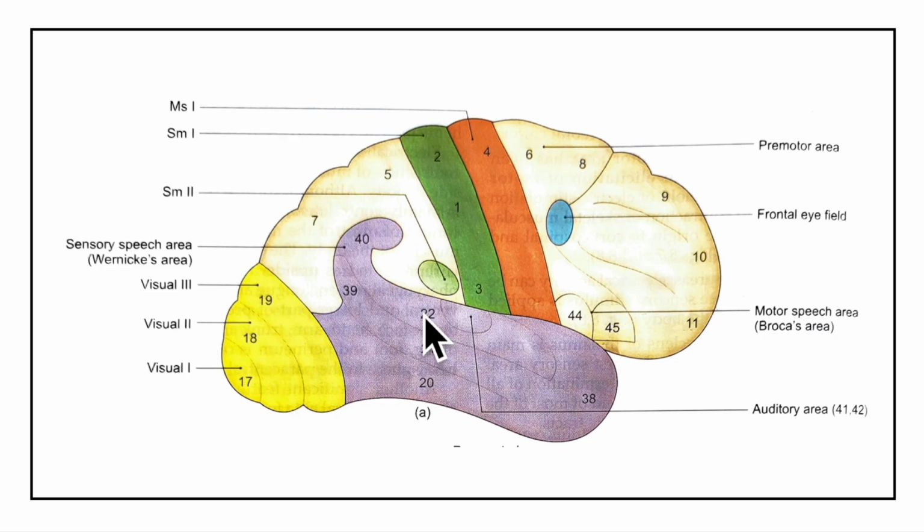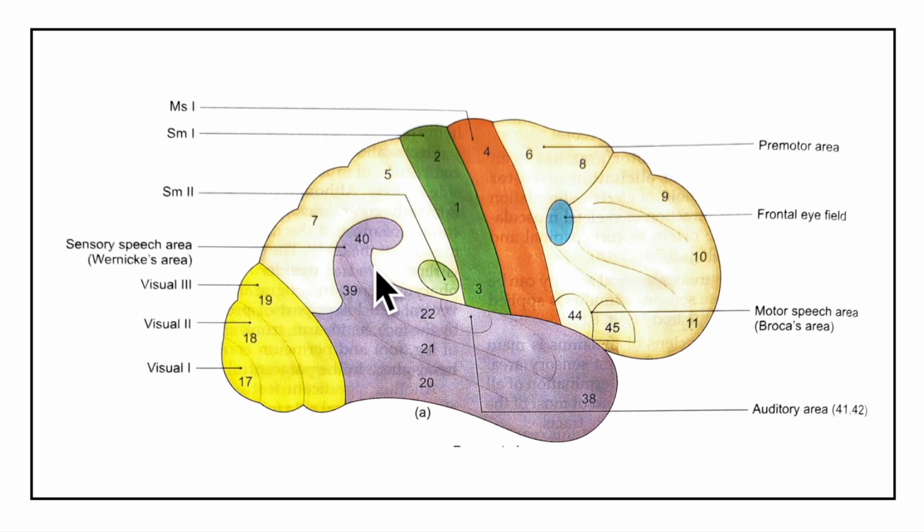Now there is another area known as the auditopsychic area, which is constituted by area number 22 of Brodmann right here, located in the superior temporal gyrus. Its function is correlation of auditory impression with past memory and its identification. That means when you listen to a voice, you can recognize which person's voice it is. That function is correlated with this area, that is the auditopsychic area.